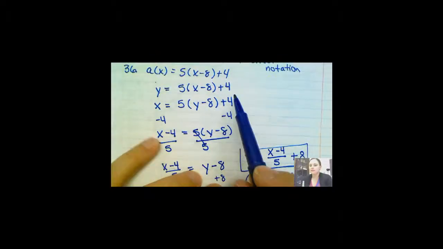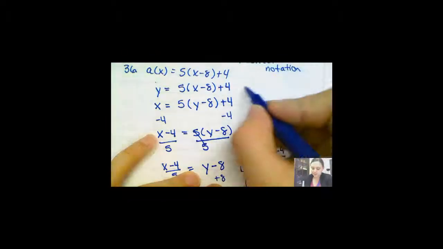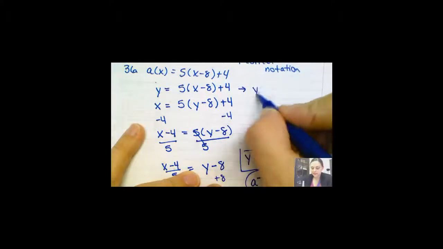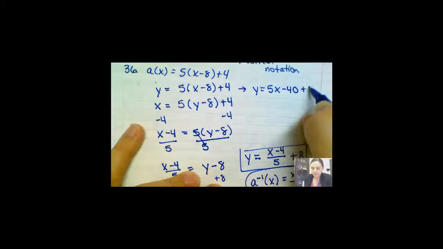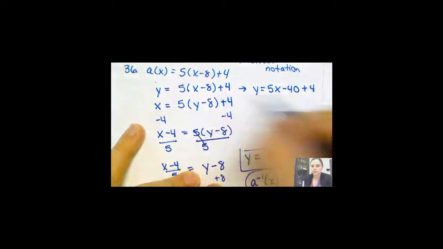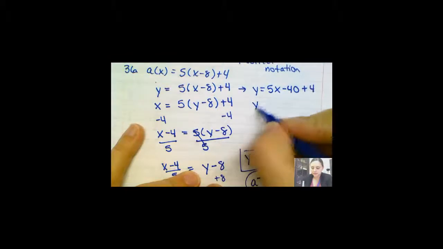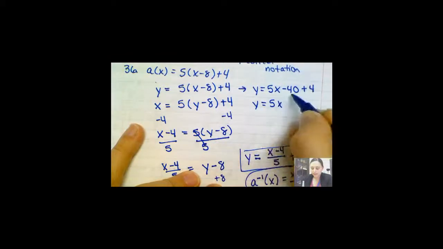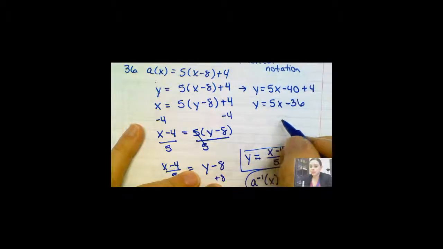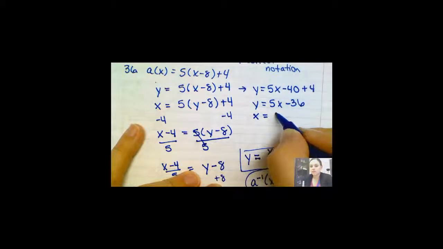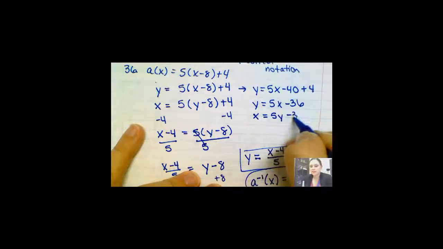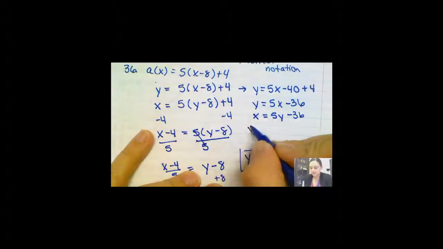Up here, if we had simplified some things first, on this step, and rewritten this as 5x minus 40 plus 4, all I did was distribute, and then I could add my like terms. Negative 40 plus 4 is going to be minus 36. We could do the same thing with this equation, and if we switch our x and our y, we have x equals 5y minus 36, and then we'll solve for y. So we'll add 36 to both sides.